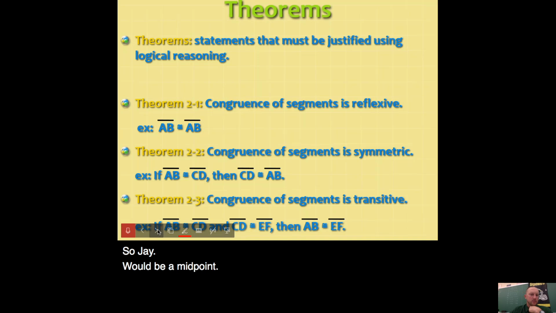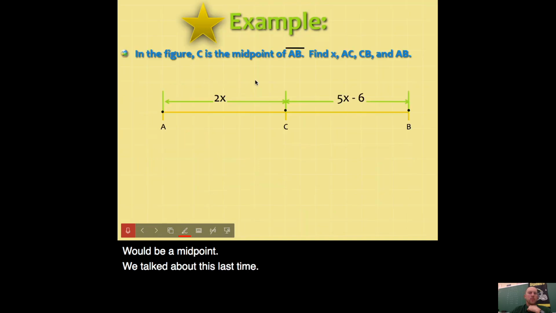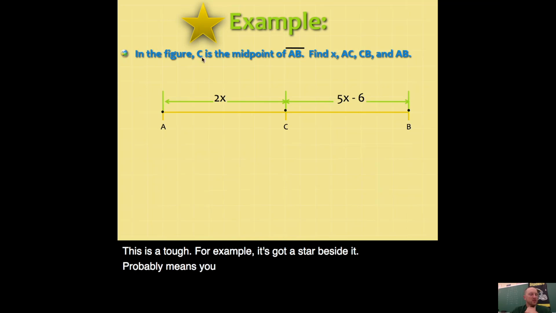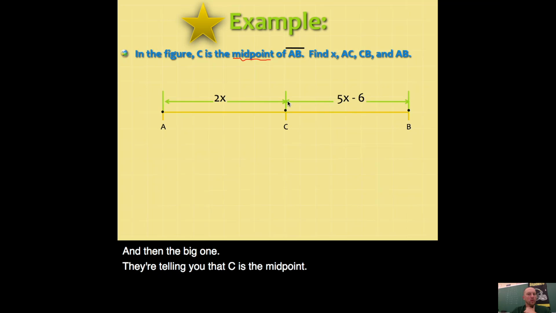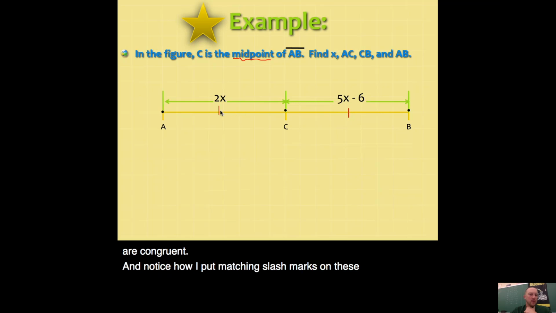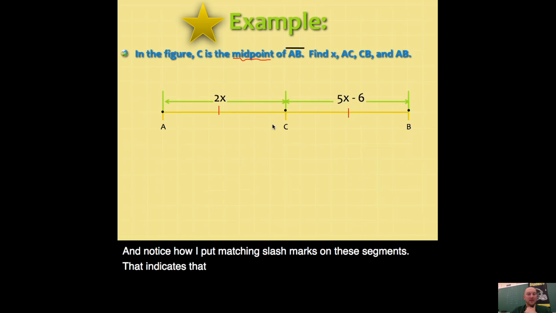We talked about this last time. This is a tougher example. It's got a star beside it, which probably means you might see this on an assessment at some point. We have 3 segments here, 2 little ones, and then the big one. They're telling you that C is the midpoint, and that's really important, because if it's the midpoint, then we know that these 2 segments are congruent. And notice how I put matching slash marks on these segments? That indicates that the segments are congruent on a diagram.